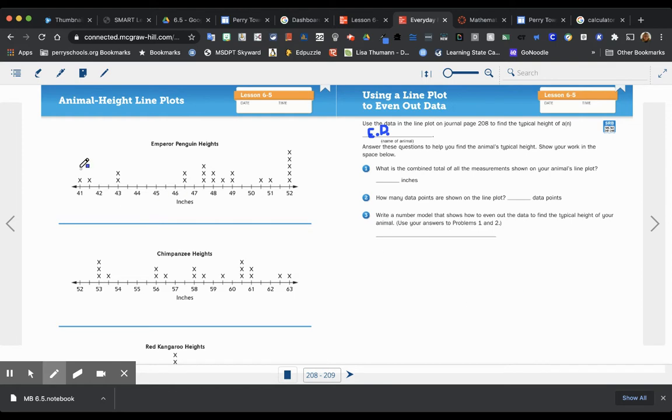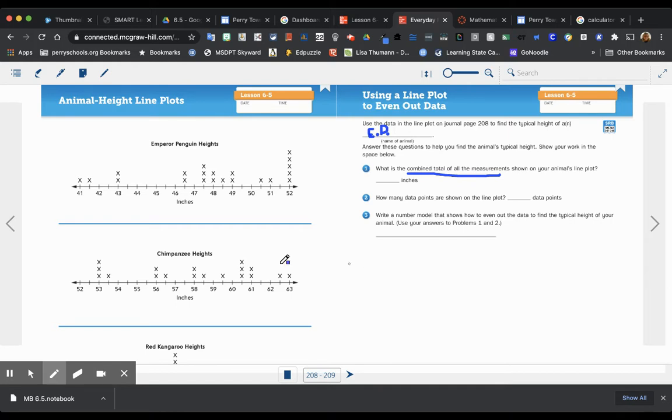So when you're looking at a line plot like this, we remember that the X's represent how many pieces of data fall on that benchmark. So it says, what is the combined total of all the measurements? This is where we can get kind of challenging, because you see, we have lots of information here, lots of data. We can see we've got 1, 2, 3, 4, 5, 6, 7, 8, 9, 10, 11, 12, 13, 14, 15, 16, 17, 18, 19, 20, 21 numbers that we're going to calculate together.